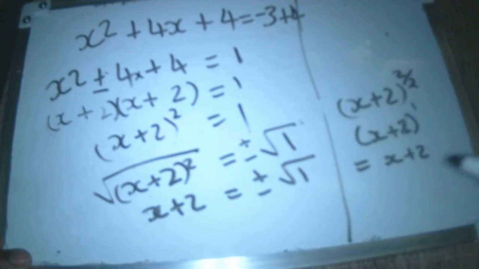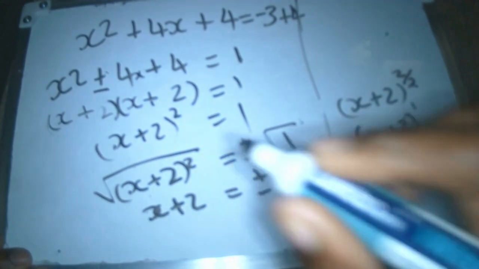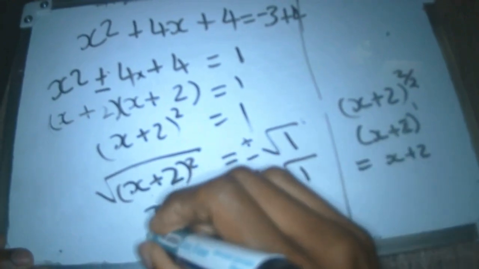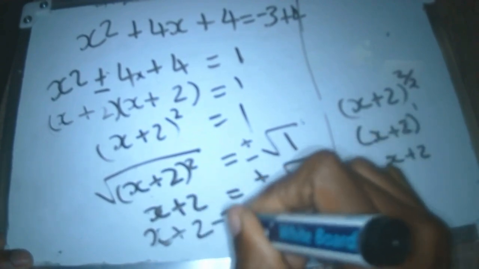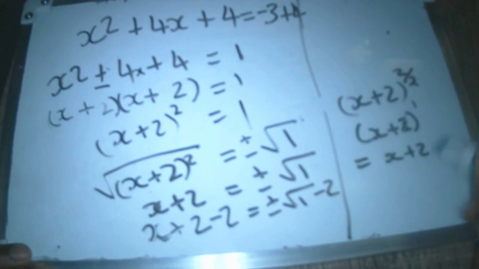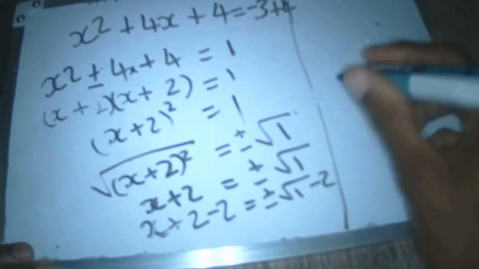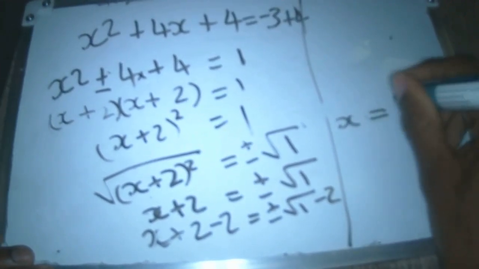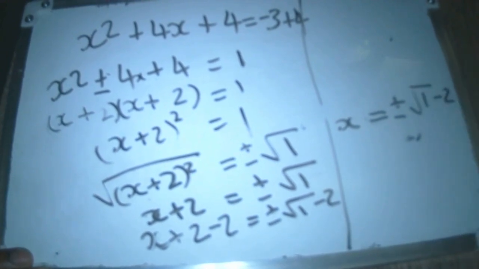We need to eliminate more on the left hand side so that we are just left with x. So in order to do that, we need to minus 2 on the left hand side and also on the right hand side, right? And then that leaves you with x equals to plus minus square root 1 minus 2, right? And then your answer becomes x is equal to plus minus square root of 1 minus 2. Okay.